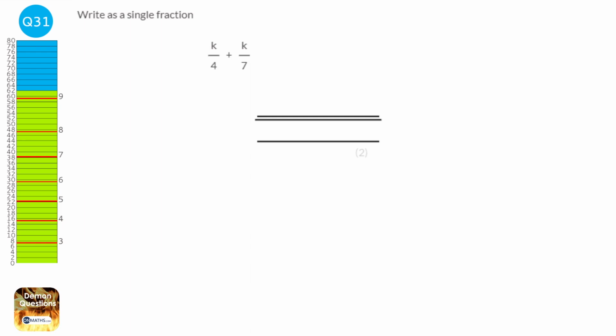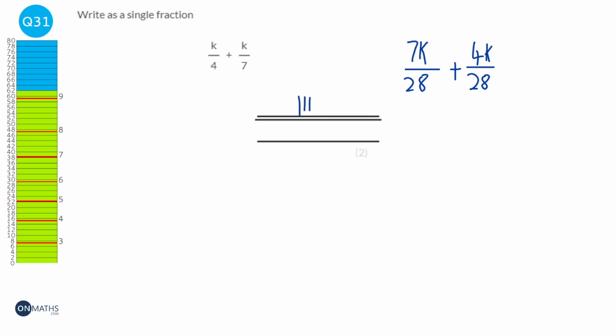So what we're going to do is multiply the left-hand fraction by 7. So we're going to times the k by 7, which will give us 7k. And we're going to times the 4 by 7, which will give us 28. And we're going to times the right-hand fraction by 4, which will give us 4k at the top, and it will also give us 28 as the denominator. Now, when the denominators are the same, we just add the numerators, and 4k plus 7k, or 7k plus 4k, will be 11k, and the denominator will be 28.